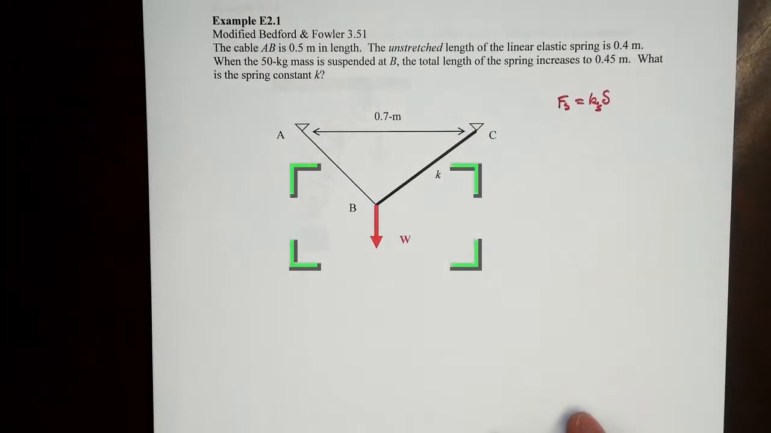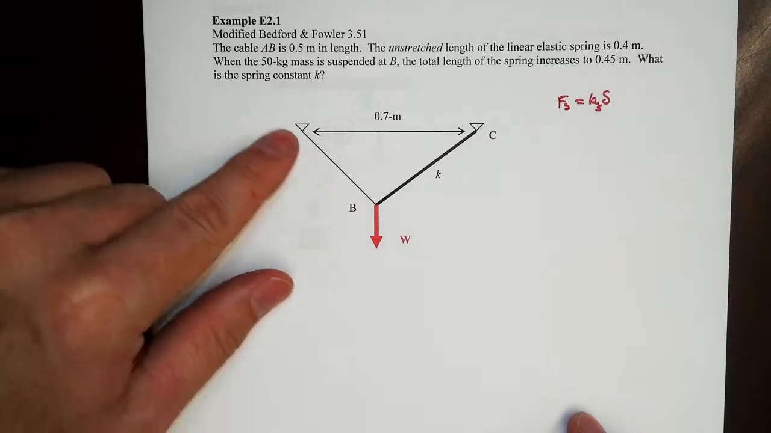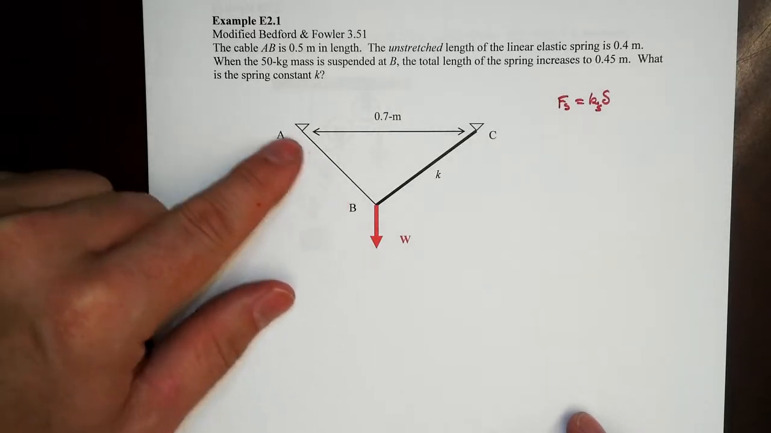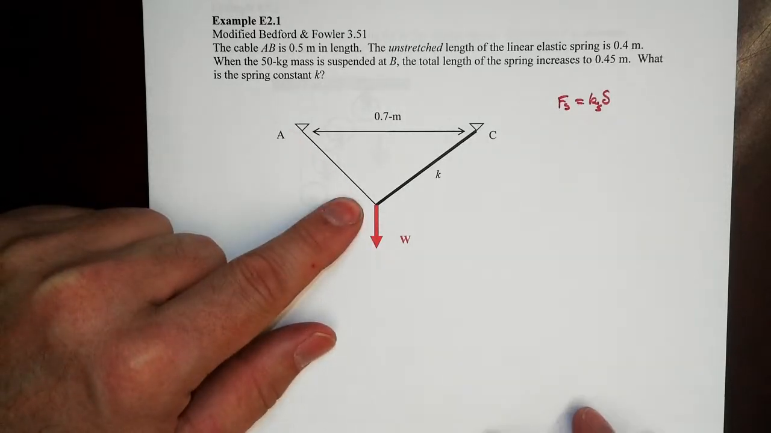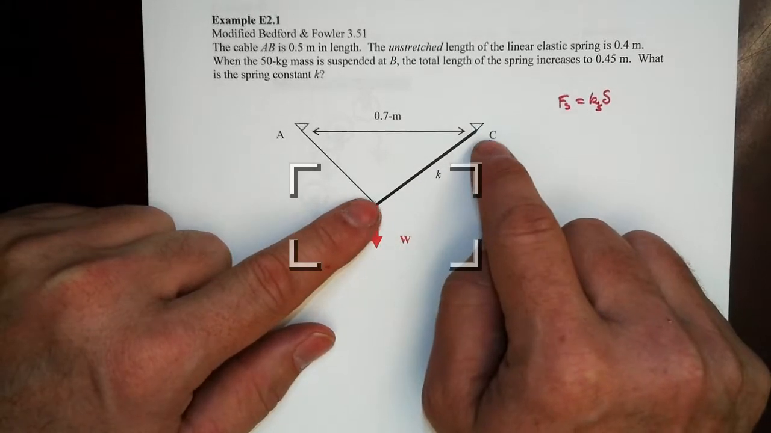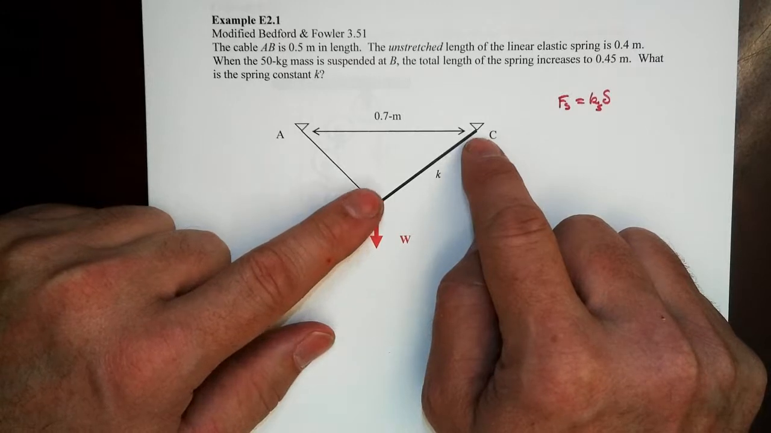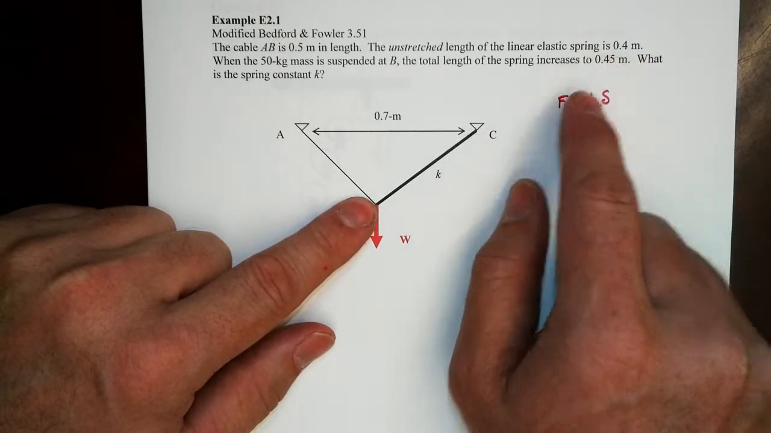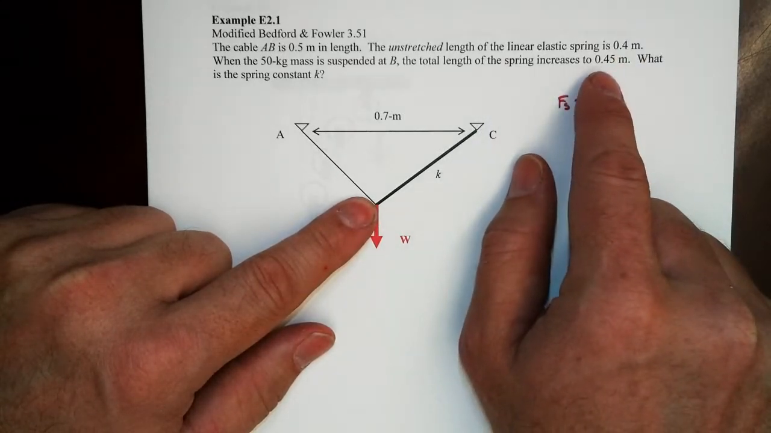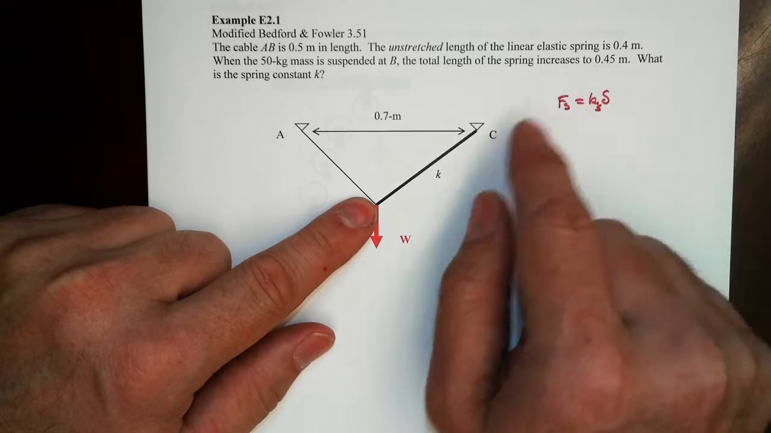Okay, in this example, we've got a cable over here that is inextensible, very, very stiff, essentially rigid, and then we have a system over here that is far more flexible, right? Its unstretched length is 0.4 meters. When it's stretched out in the case that we're going to look at, it's 0.45 meters.